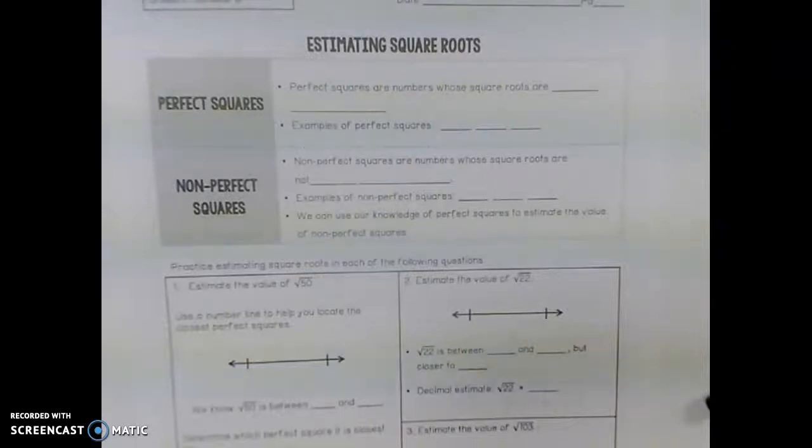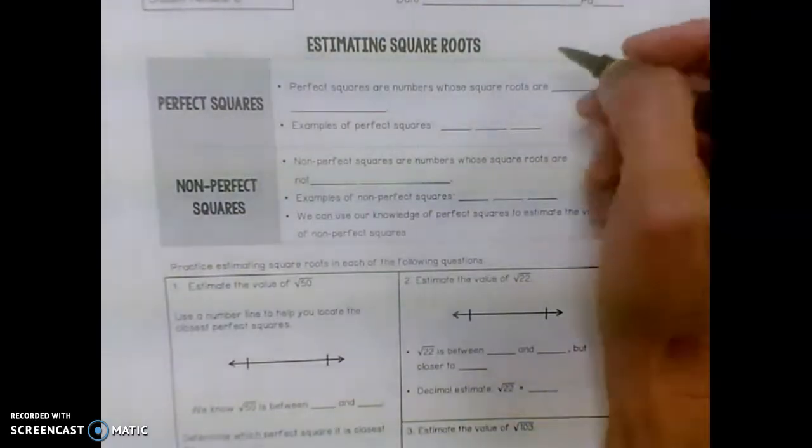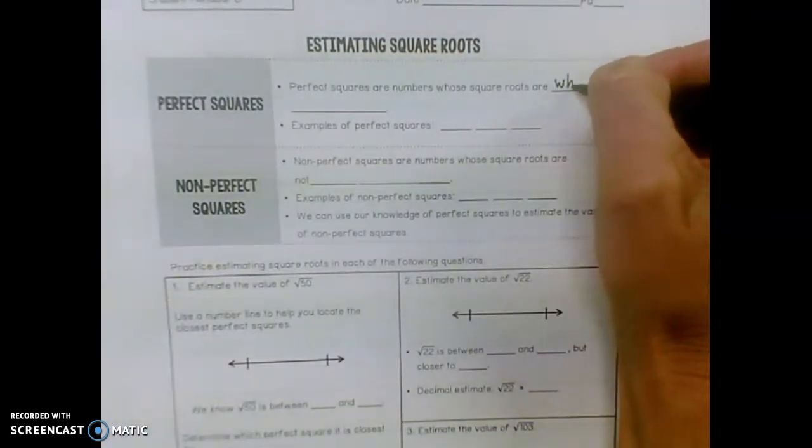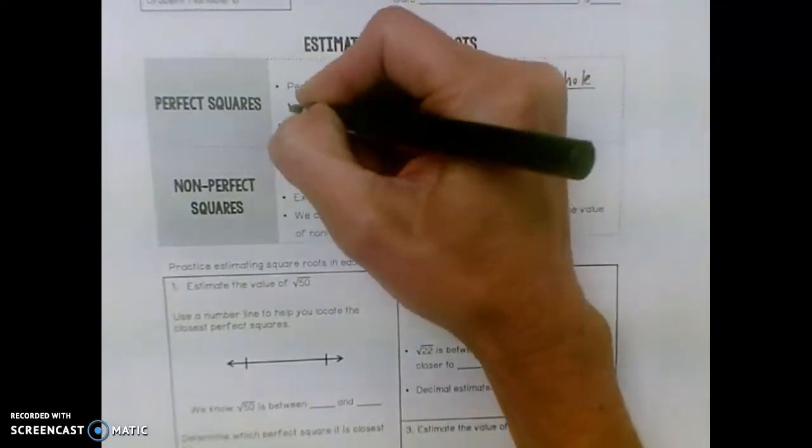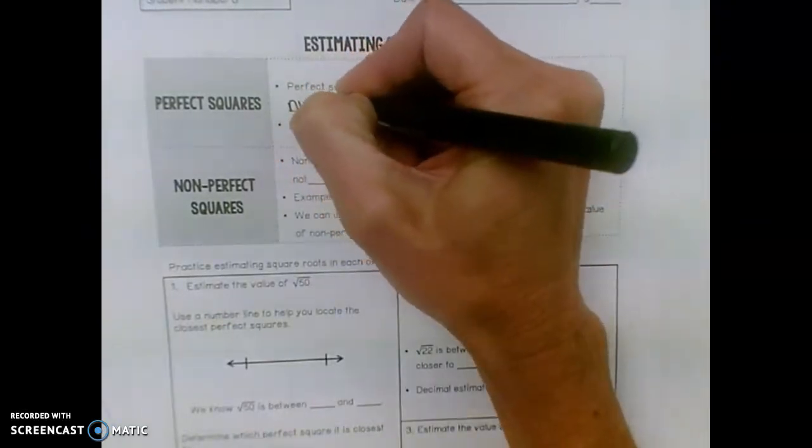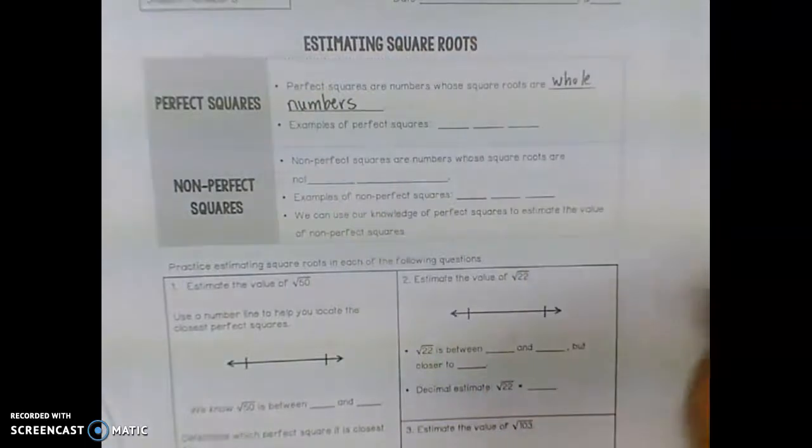Today's lesson is on estimating square roots. Perfect squares are numbers whose square roots are whole numbers. Examples of some perfect squares would be taking a number and multiplying it by itself, just like the dimensions of a square are the same number.